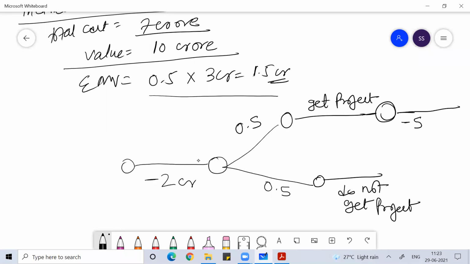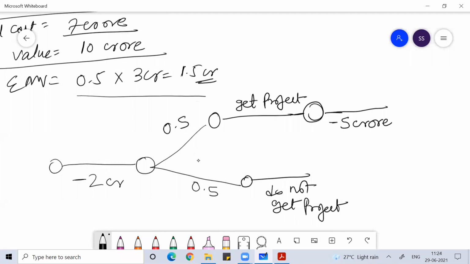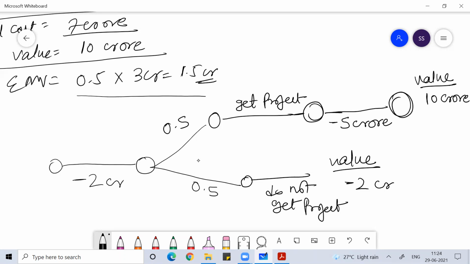If you get the project, then you need to put in 5 crore rupees, and by putting in this 5 crore rupees, ultimately you will generate a value of 10 crore rupees. Any doubt, anyone? Are you getting this concept? Here, what is your economic value? If you do not get the project, you lose 2 crore rupees.